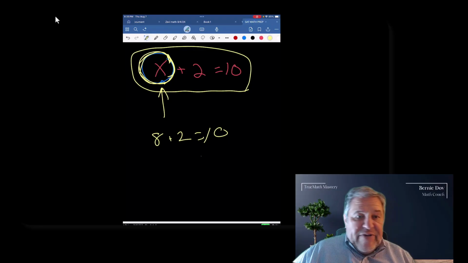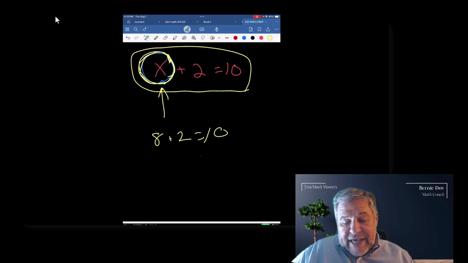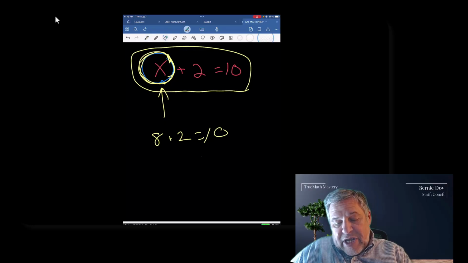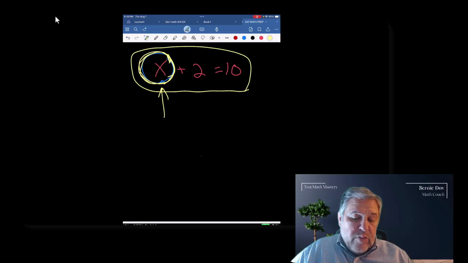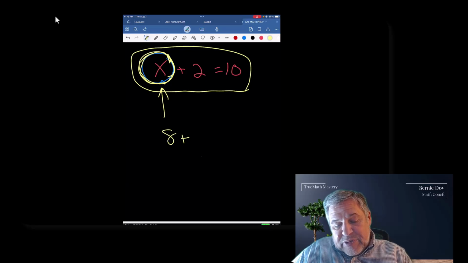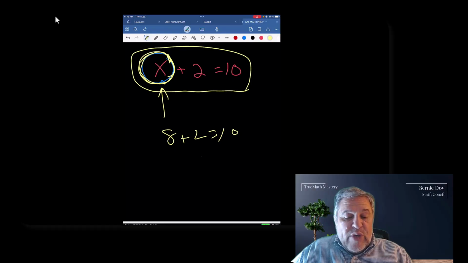In third grade, what they're asking you to do is guess. They're saying, okay, guess and check. Try 1. Well, 1 plus 2 doesn't work. 2 plus 2 is not equal to 10. 3 plus 2, okay, until you get to 8, and 8 plus 2 equals 10. And they can just reason through that.